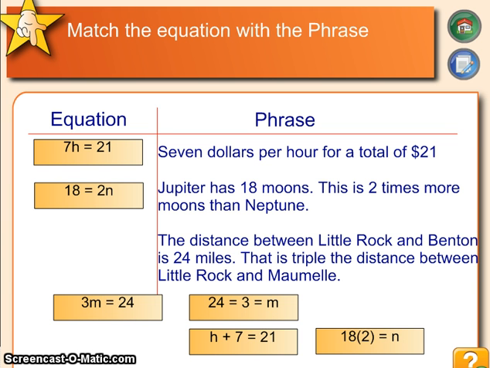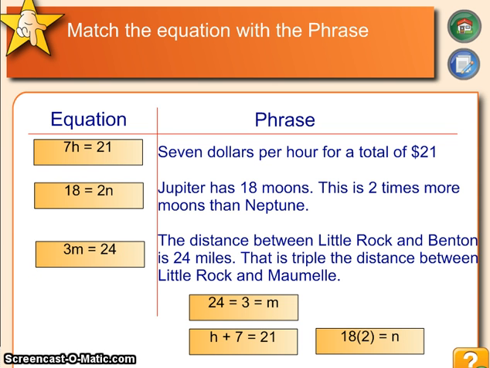The last one, the distance between Little Rock and Benton is 24 miles. This is triple the distance between Little Rock and Maumelle. Hopefully you see that triple the distance. Well, we don't know that distance between Little Rock and Maumelle, but if we take triple it, we're going to get an answer of 24.